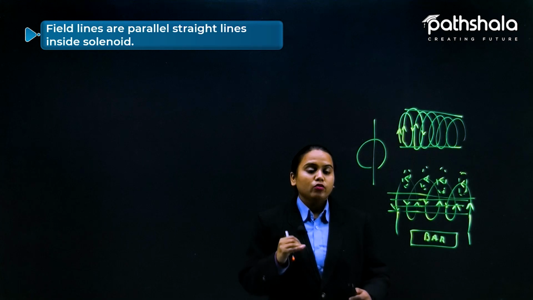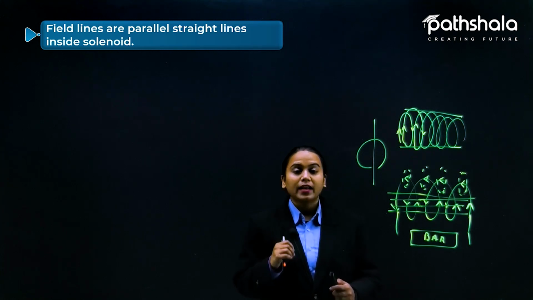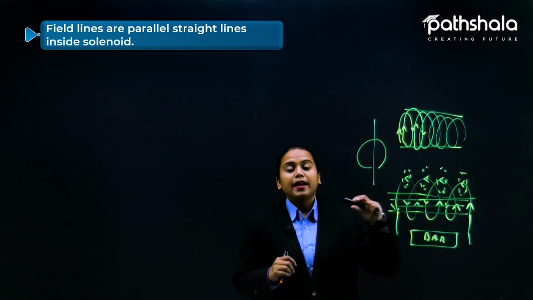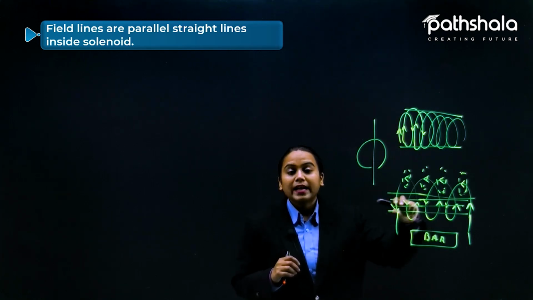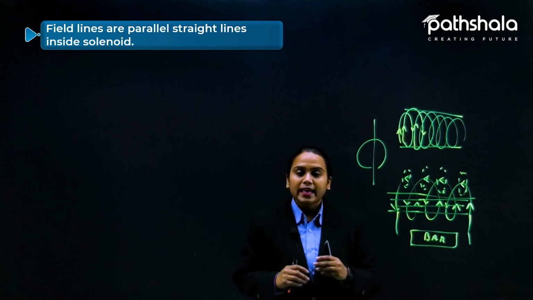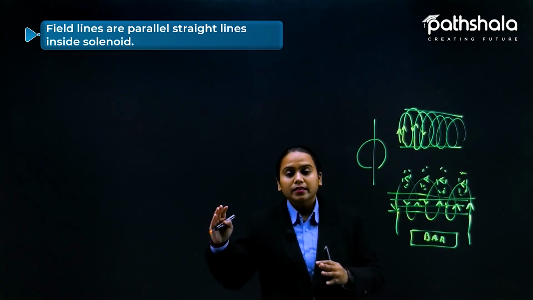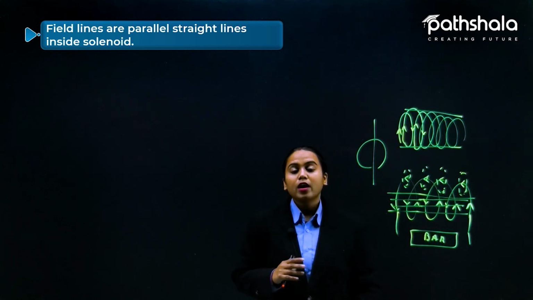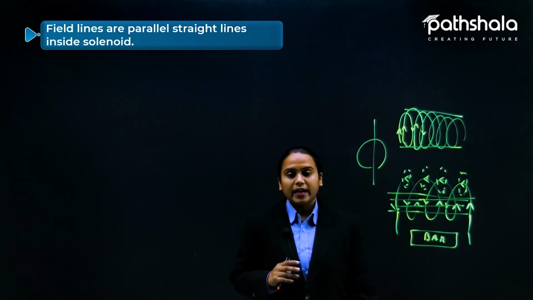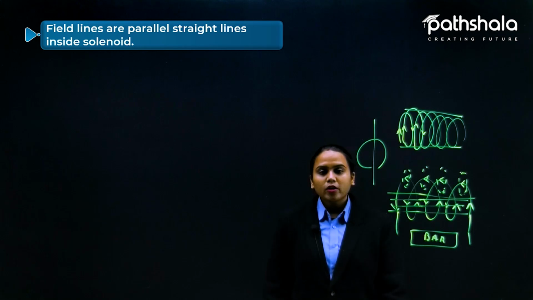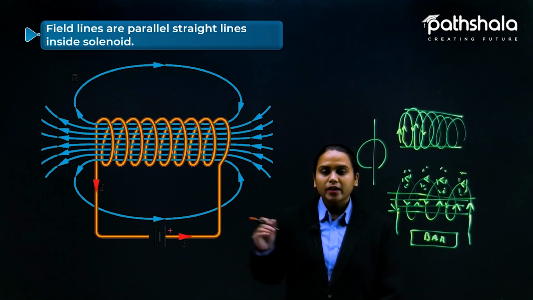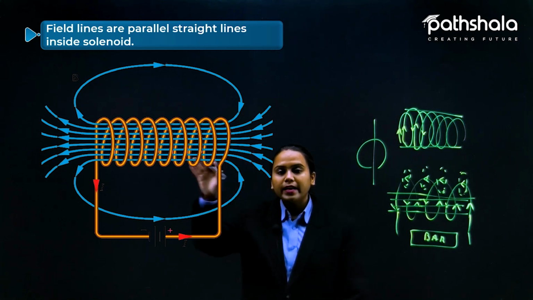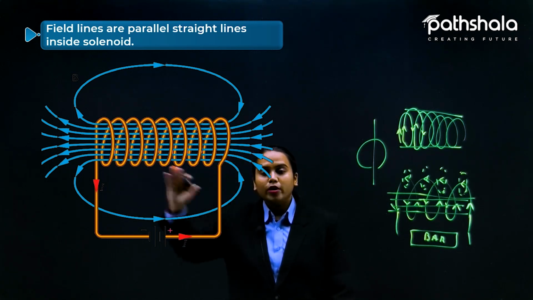So whenever you are asked a question like what is the direction of the magnetic field lines inside the solenoid, you can answer like this: the magnetic field lines inside the solenoid will be parallel straight lines. You can see from the diagram also that the parallel lines are going inside the solenoid.